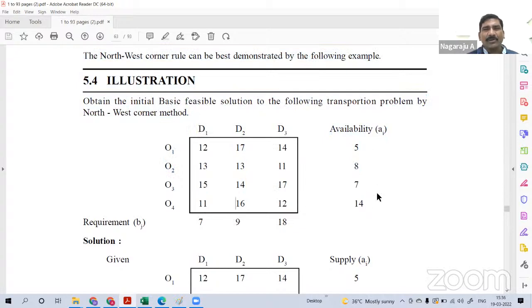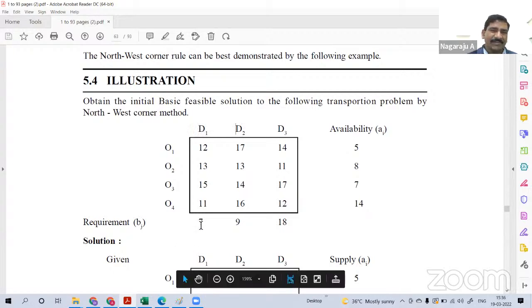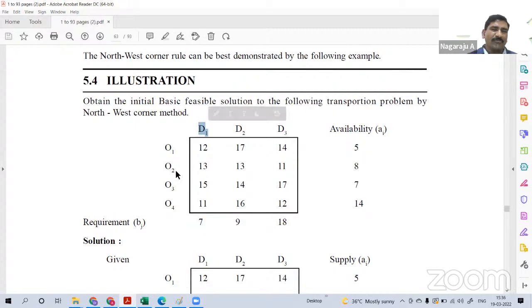With that availability, I want to sell the product to various places. D1, the first destination, is where I will sell, and as per their requirement, 7 is required for the entire purchasing of this company, across all models of the equipment. D1 will purchase only 7. Then D2 will purchase 9 only, and D3 will purchase 18.